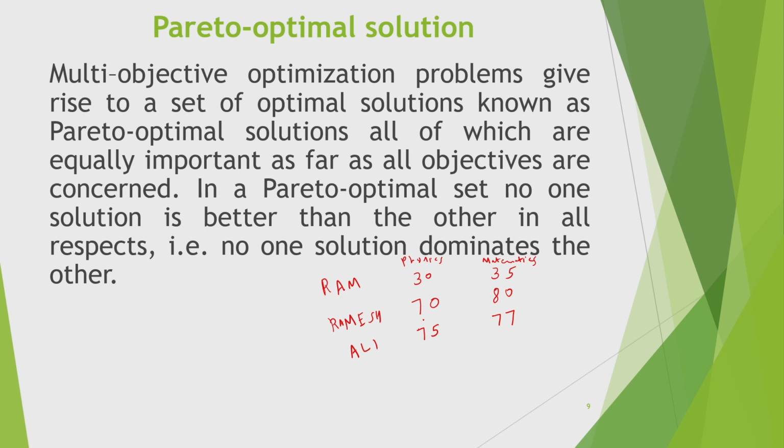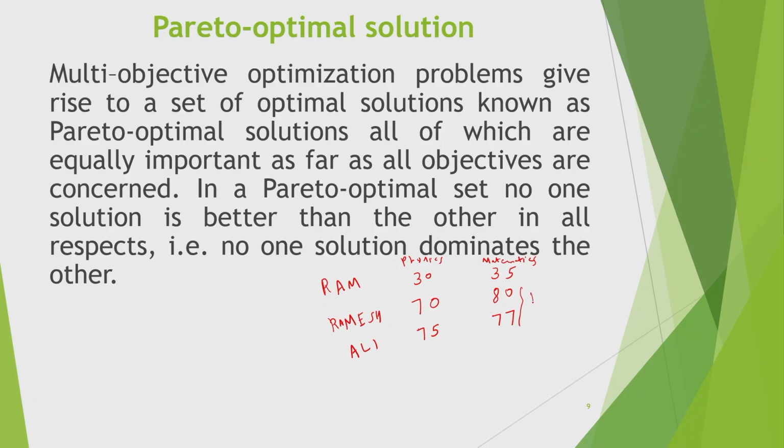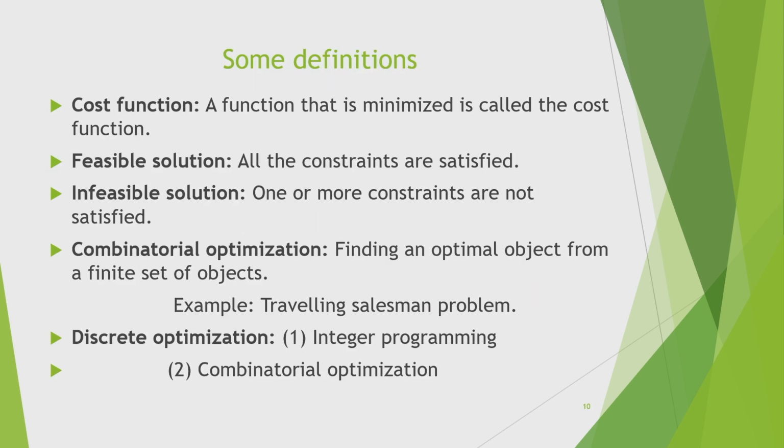Suppose I choose Ramesh. Ramesh is no doubt better in mathematics, but he is not better than Ali in physics. Similarly, Ali is better in physics, but not better in mathematics. So these two persons, we cannot decide who is better. Nobody dominates the other in all respects. One is good at one thing, so both are Pareto optimal solutions. But anyway, we will discuss something more about single objective first.